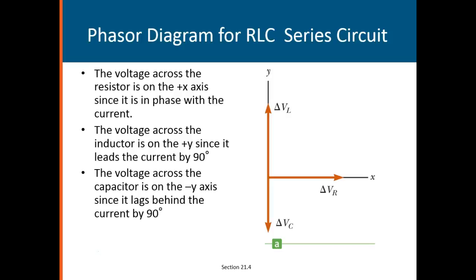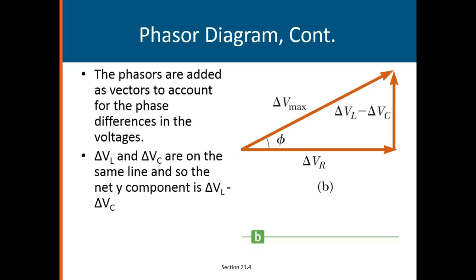So we can do delta VL minus delta VC and count that as just one vector because they're always opposite each other. That one smaller vector would be leading the resistor. Unless, of course, delta VC was greater, then the resultant would flip and be lagging the resistor. So you just have to live with what you got there.